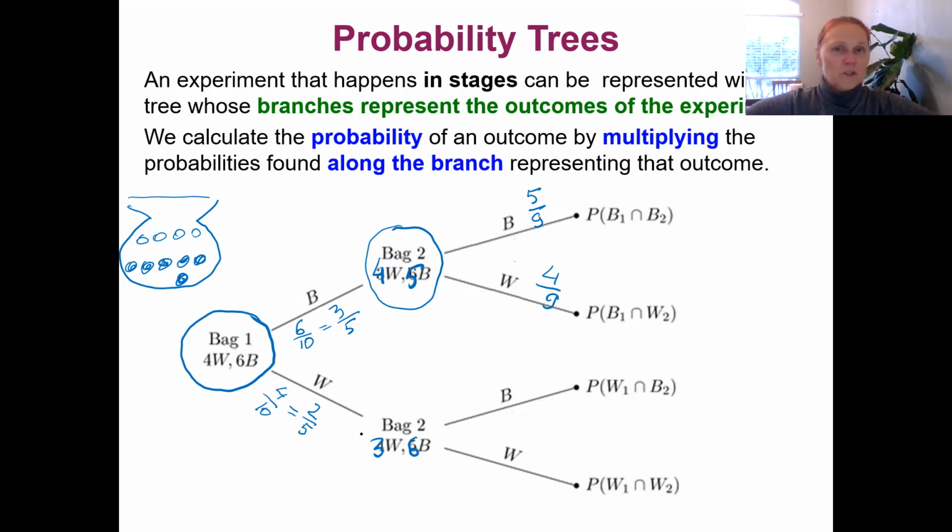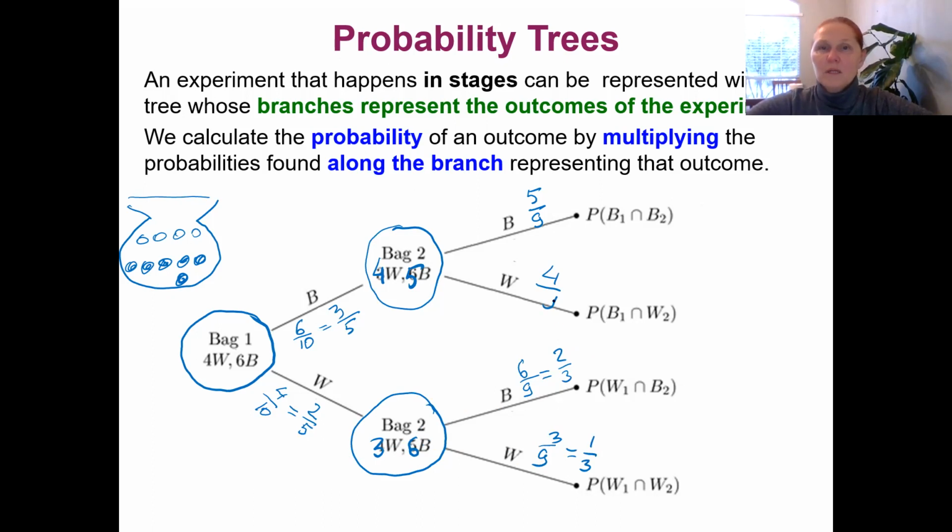On the second branch, we have the bag with 3 white and 6 black. The probability of getting a black ball will be 6/9. The total is 9. Or we can simplify this fraction by dividing by 3, numerator and denominator, to get 2/3. The probability of getting a white ball will be 3/9. There are 3 white balls from 9, and we can also simplify it to 1/3.